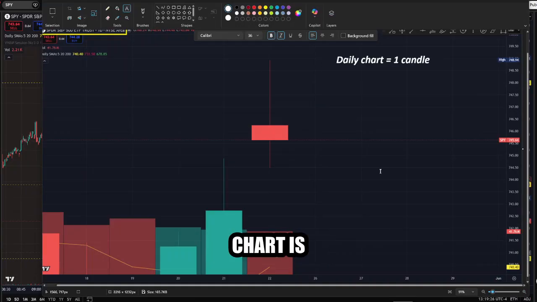And the daily chart is 1 candle. This represents one whole day. So from the 1 minute, we now see the daily candle, what this looks like.